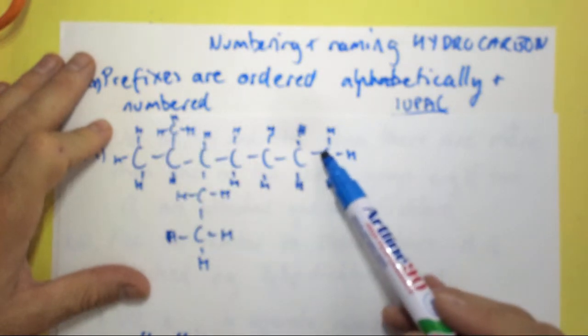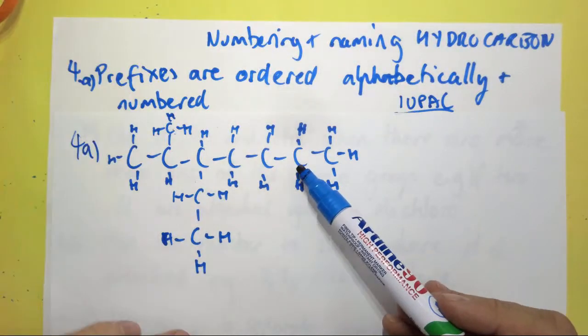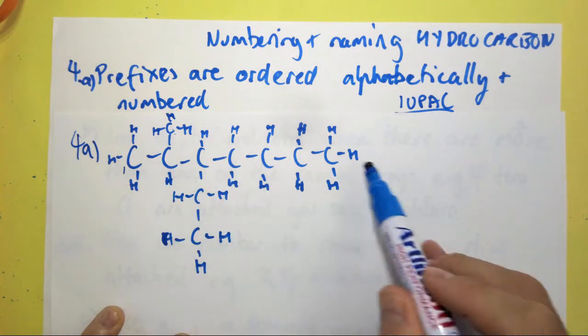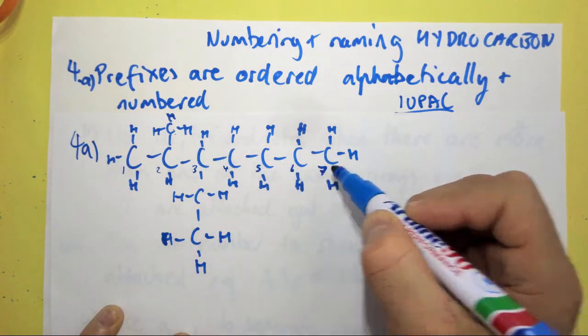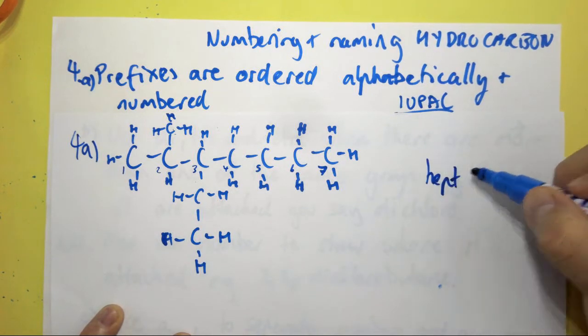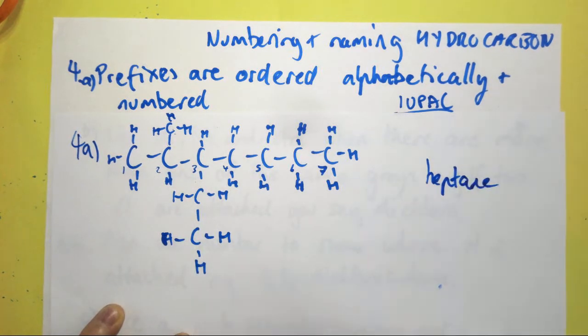So we can either start here, there, or start there. Now you'd have to check both because it may change. So we've got, let's just call this one 1, because it looks easy. It's nice and straight. 2, 3, 4, 5, 6, 7. So our base is going to be 7, which is hep, and all single bonds, so it's a heptane.